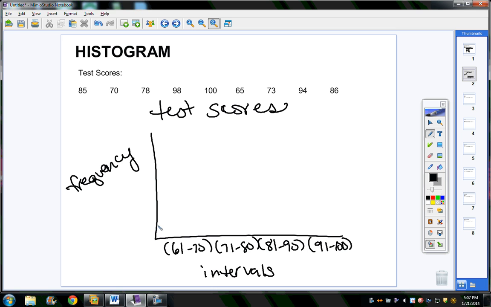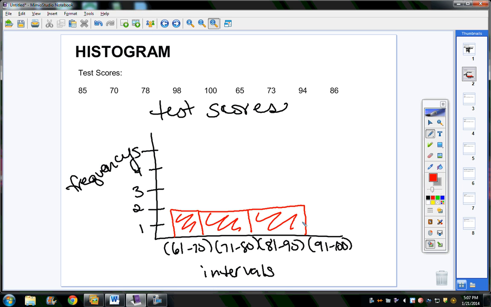My frequencies were 2s and a 3. So I'm going to say 1, 2, 3, 4. I probably don't even need to go to 5, but I will. 61 to 70 was 2 high. 71 to 80 was also 2 high. Notice that in a histogram, the bars touch. 81 to 90 was also 2 high. I know this isn't to scale. And then 91 to 100 was 3 high. So again, a histogram just is a bar graph with intervals and your bars are touching.